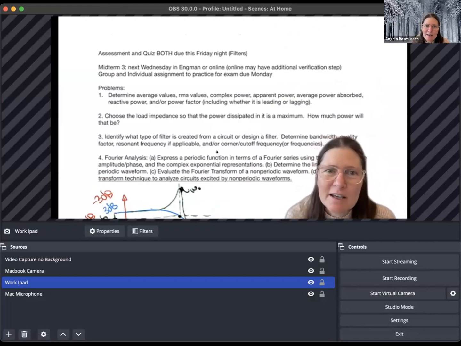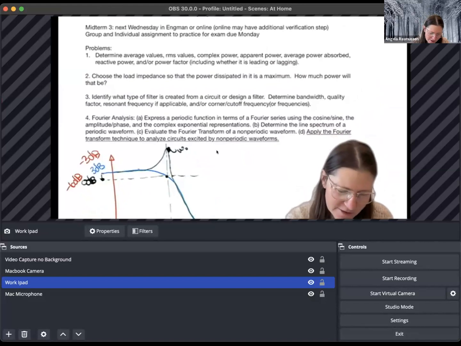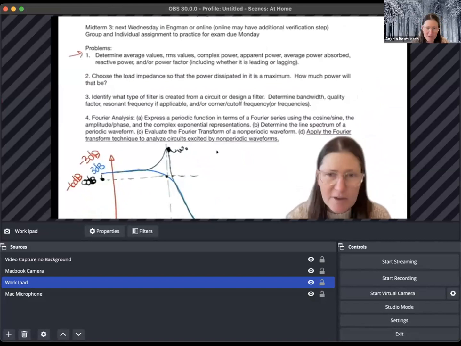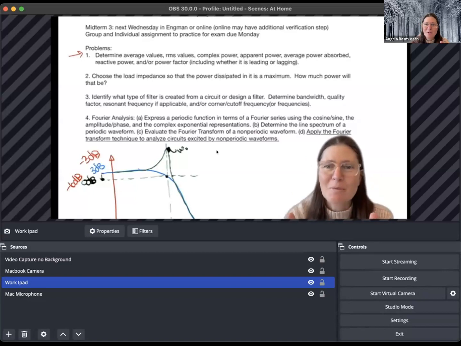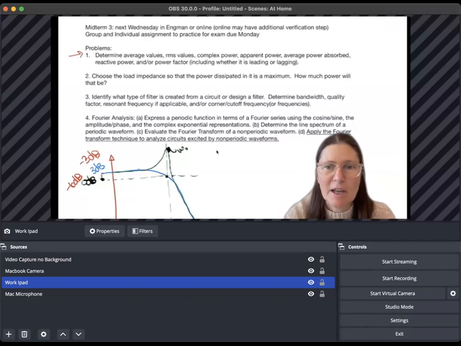So for the first one, it's really understanding the terminology for the power and how to calculate those values. What does average value mean? What does RMS value mean? What does complex power mean? What does apparent power, average power, reactive power, and the power factor mean, and determining leading and lagging. So it's mostly just understanding the terminology and then how to get those actual values. I'll summarize this and then we can go back and go over how to calculate them.